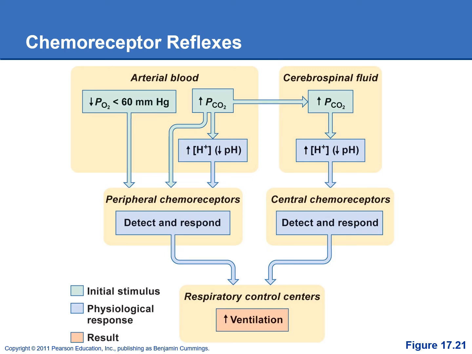The peripheral chemoreceptors that are in the carotid arteries respond to three different things. They can respond to the partial pressure of carbon dioxide in the arterial blood. They can also respond to the hydrogen ions that are in the blood. And they also respond to the partial pressure of oxygen when it gets really low. So again, the most important stimulus for breathing is the partial pressure of carbon dioxide.